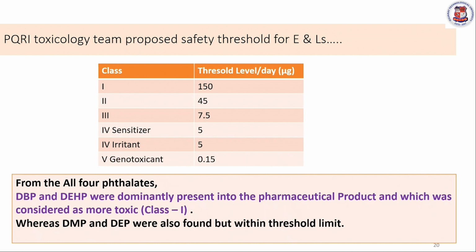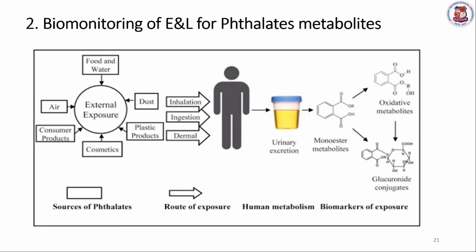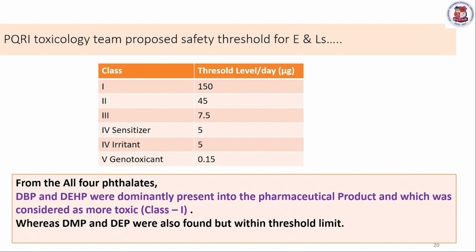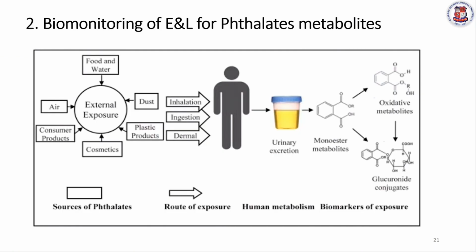As per the PQRI toxicology team's proposal, they have classified compounds from class 1 to class 5, with the threshold level required per day in microgram per day. So DBP, dibutyl phthalate, and diethylhexyl phthalate were dominantly present in the product, and were considered more toxic as class 1 compounds, whereas DMP and DEP were also found, but within the threshold limit. Okay?